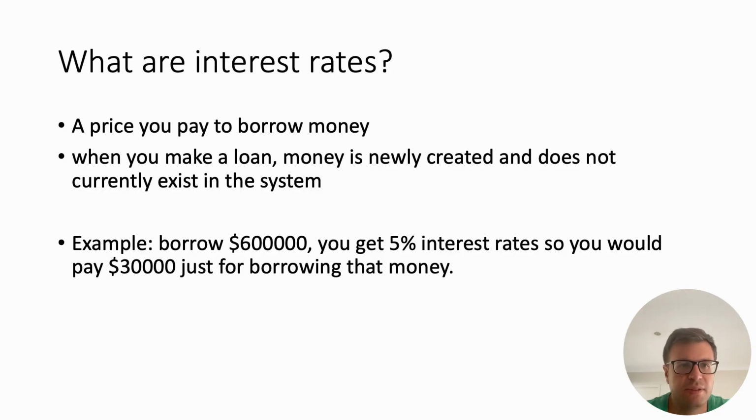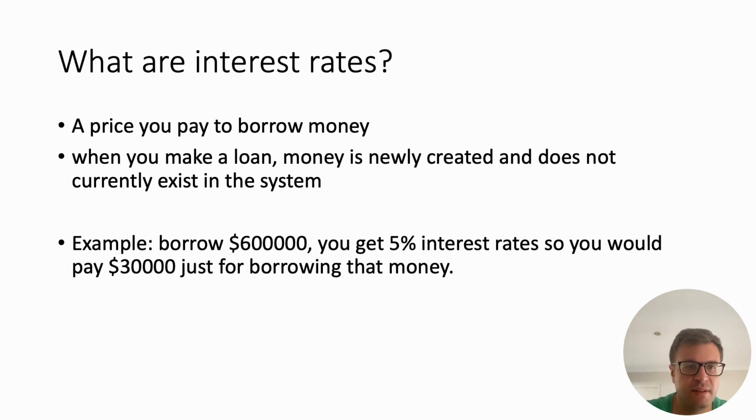So what is interest rate? Put simply, it's the price that you pay to borrow money. As simple as when you make a loan, you will actually pay an interest rate, and that interest rate will be the cost of borrowing that money on top of paying it back. So when you create a new loan, the money is newly created, so it's not an existing part of the money supply, but it is something added on top.